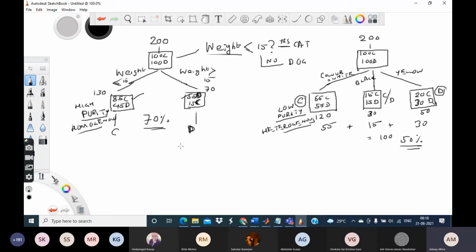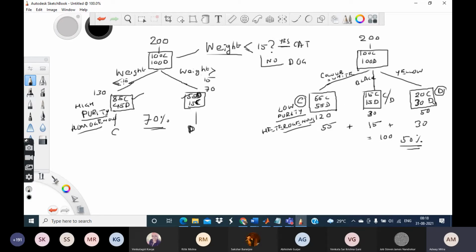Okay. So now the question arises: how do we quantify these kinds of things as heterogeneity or homogeneity? That is to say, in this case, by looking at the 85-45 split and the 55-15 split, we can understand that this split is definitely purer than this split. But in other cases, it may not be that obvious.